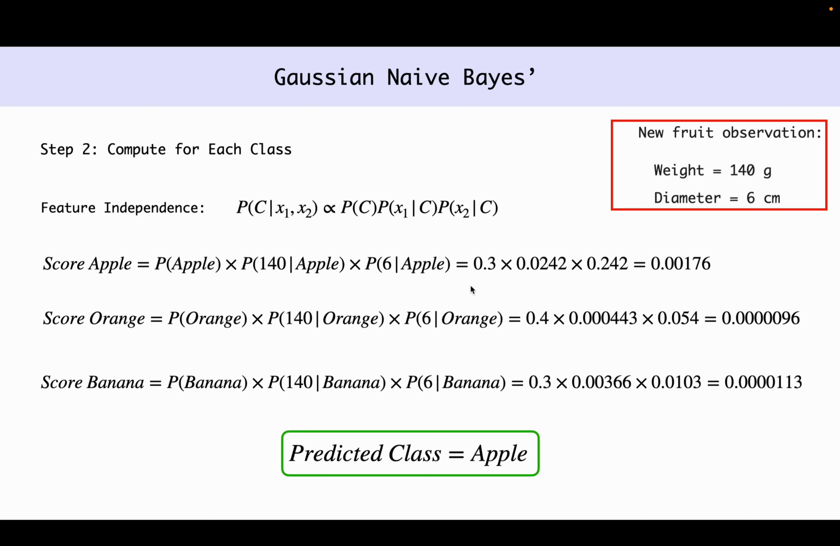An important thing to note is we never computed the denominator, which is the evidence, because it is common across all the classes. So we are only finding the numerator. That's why we are calling it posterior scores instead of posterior probabilities.